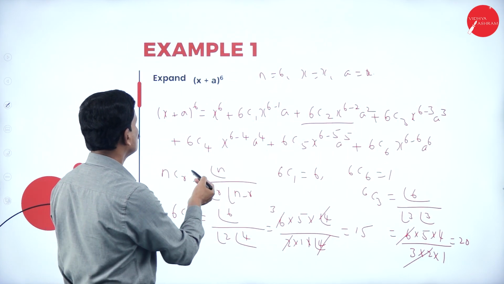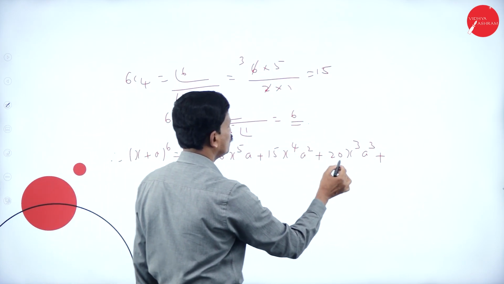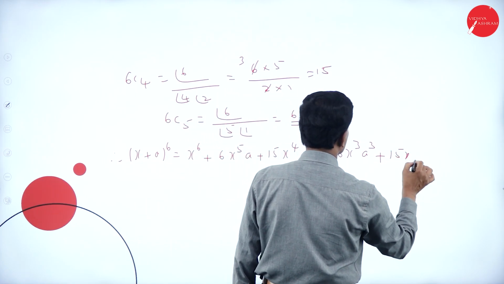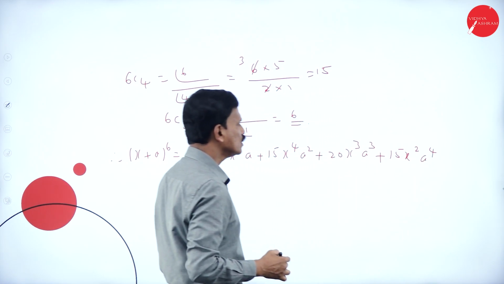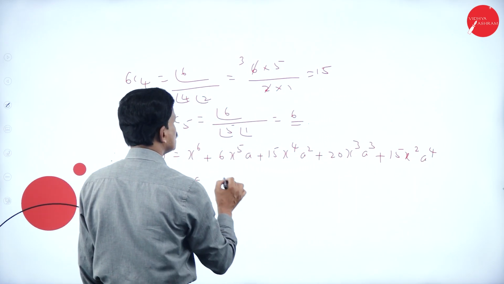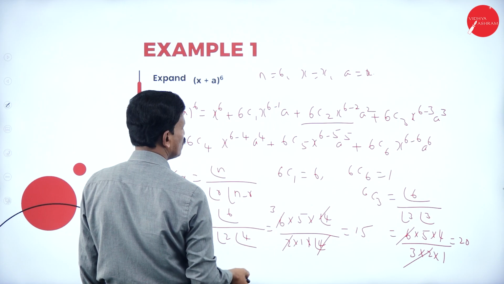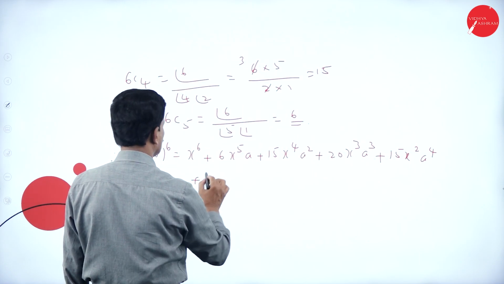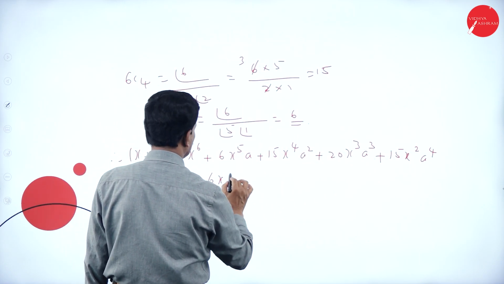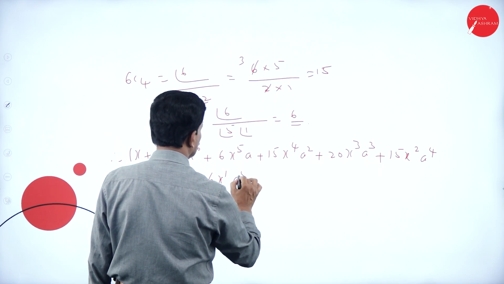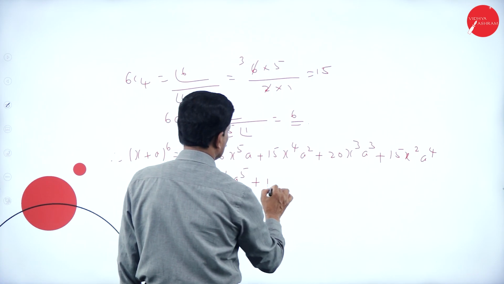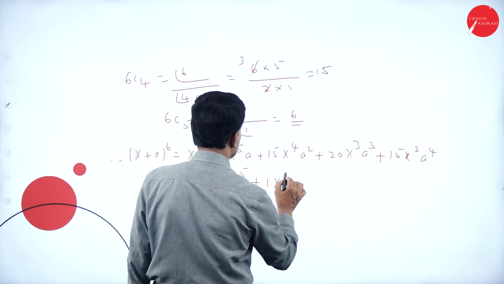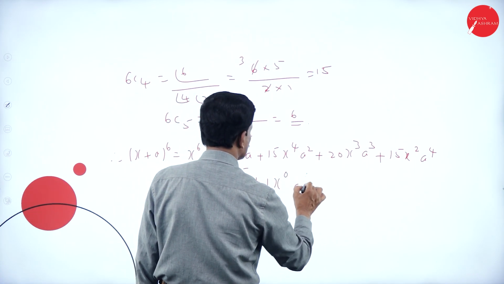6C4. What is 6C4? 6C4 is equal to 15 times x to the power of 2 into a to the power of 4, again plus 6C5. What is 6C5? 6C5 is equal to 6 x to the power of 1 into a to the power of 5, plus 6C6, which is 1 into x to the power of 0 into a to the power of 6.